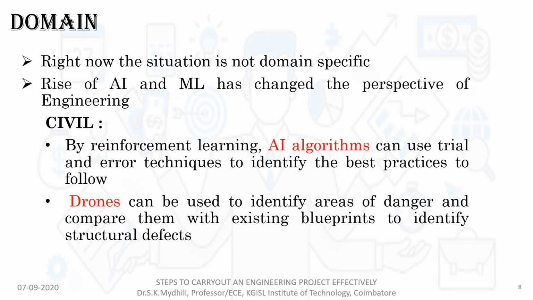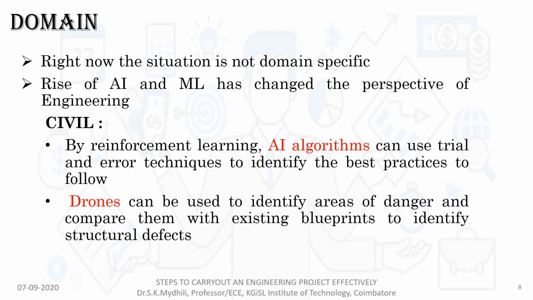But right now, the engineering field is not in a situation which is domain specific. Due to the rise of artificial intelligence and machine learning, there has been a vast change in the perspective of engineering. I'll give an example here with respect to the civil department. With reinforcement learning, artificial algorithms can use trial and error techniques to identify the best practices to follow, and improve on them.